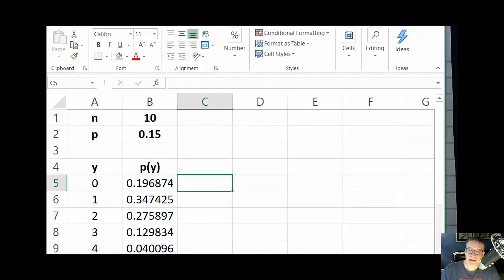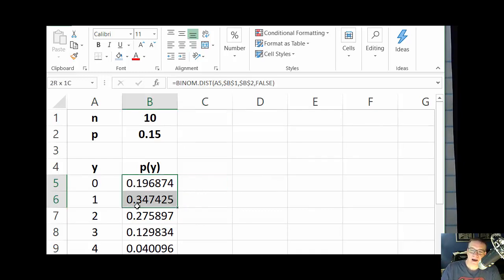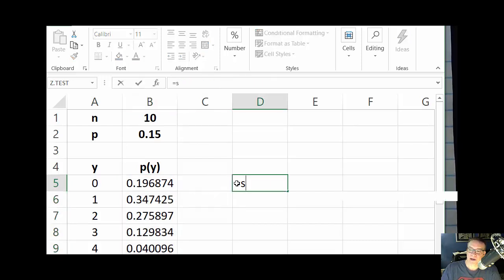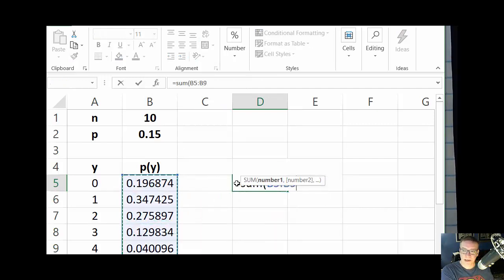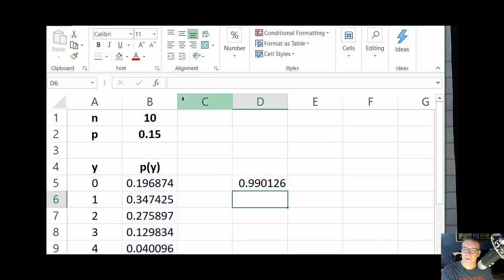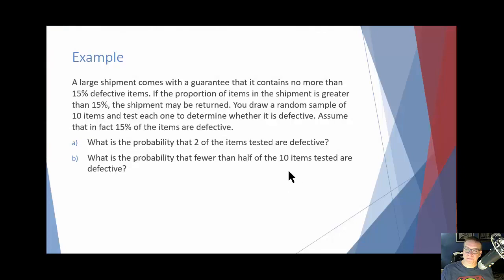If we're doing this using something like Excel, then this actually becomes a little bit easier. Less than half means 4 or less. That means I'm just going to sum the values right here that are highlighted. I could do that using a pretty easy Excel command, summing these values going down through 4. And we've got that probability.